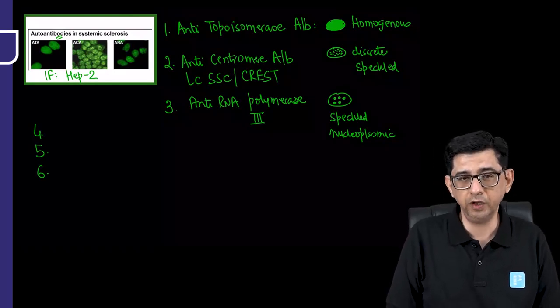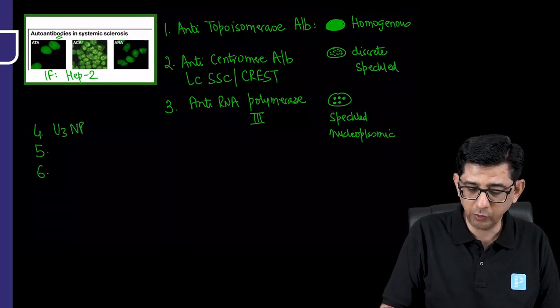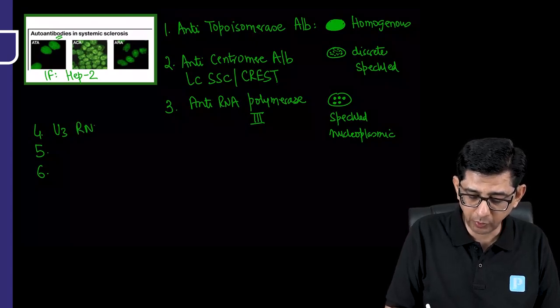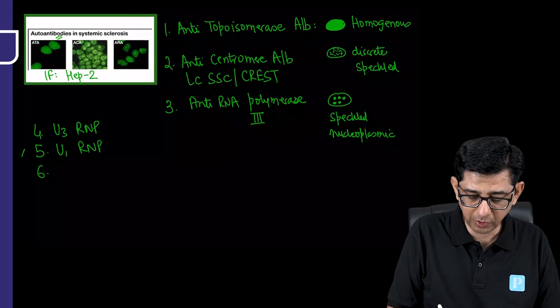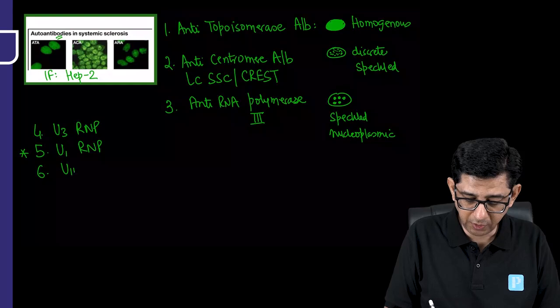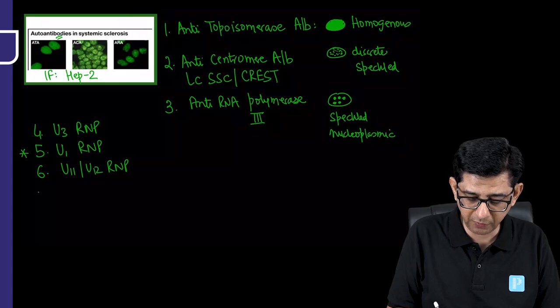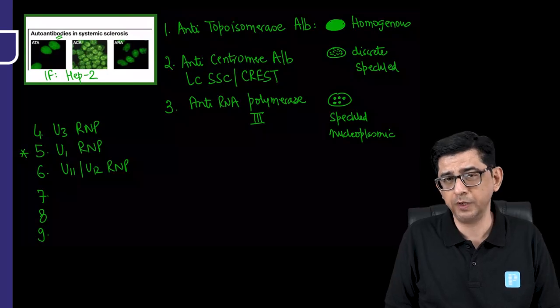Now for 4, 5, 6, you will notice that the names will begin with the alphabet U, like U3RNP. RNP stands for ribonucleoprotein, and then would be U1RNP. In fact, I'm putting a star because that's an important one to be remembered for the exam. And then would be U11 and U12RNP as well. So 4, 5, 6 all have the prefix alphabet U present. And let's now complete 7, 8, 9. A bit of peculiarities here.